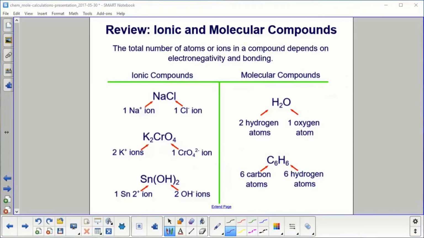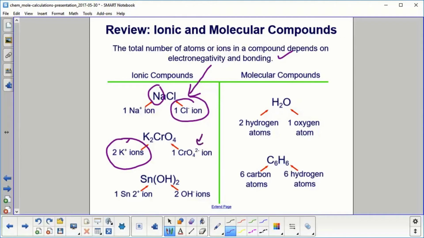In order to do calculations involving ionic and molecular compounds, we're just going to have a quick review here. The total number of atoms or ions in a compound depends on electronegativity and bonding. So here's ionic compounds. Sodium chloride, we have 1 sodium ion, 1 chlorine ion. Potassium chromate, 2 potassium ions, and you see the plus there for the potassium. 1 chromate, CrO4, 2 minus. And then tin hydroxide. And what we have here is 1 tin ion, and we have 2 OH minus ions.